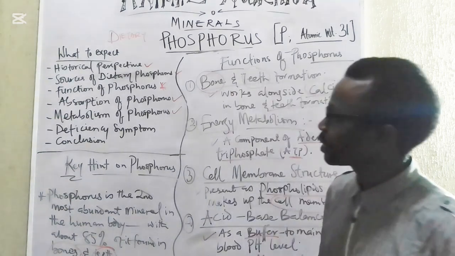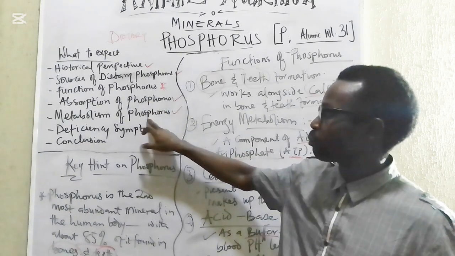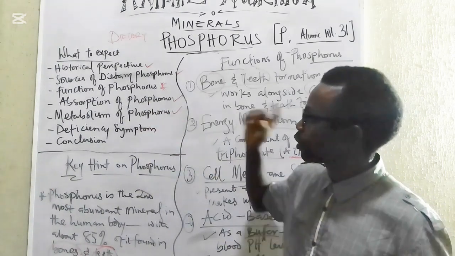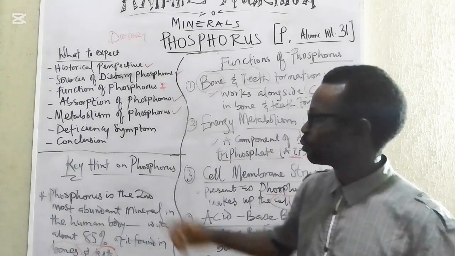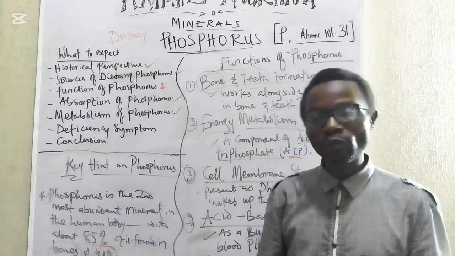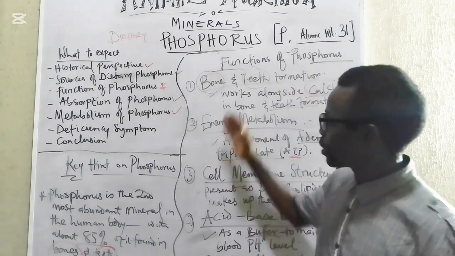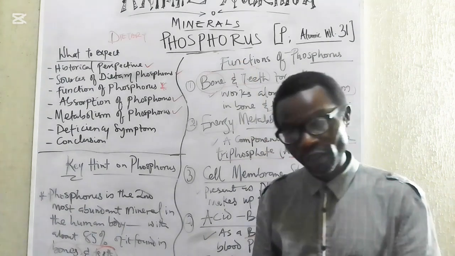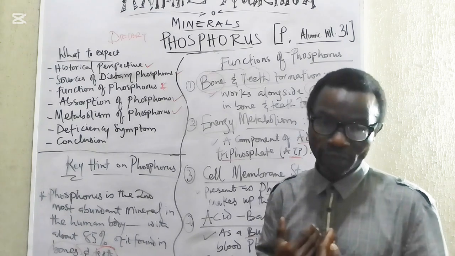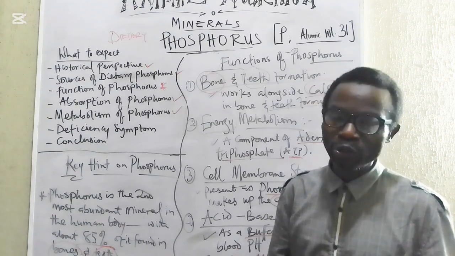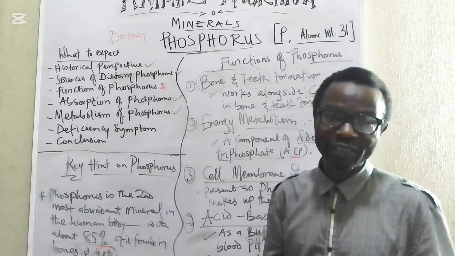So far we've already looked at the historical perspective, sources, absorption of phosphorus, metabolism of phosphorus, and today we've looked at the functions of phosphorus. In the next class, I want you to stay tuned. We'll be dealing with the deficiency symptoms. Of course, you know that deficiency will be the opposite of the function. Now, this is when phosphorus is available in the food or feed of the livestock, the food of the human. But if it's not available, the deficiency of it, what are the results? So we're going to be seeing them in the next class.